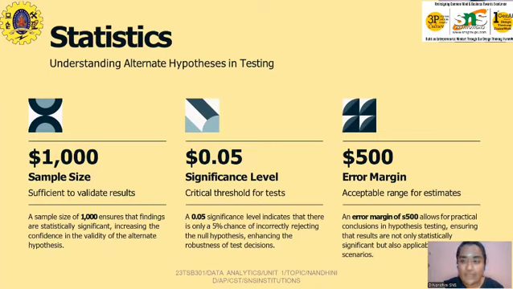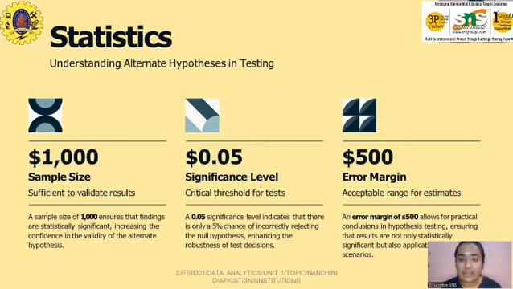So what is a sample size? Sufficient to validate the results. If we have a sample size fixed, suppose n is equal to 10, we can easily get the result as soon as possible. A sample size of 1000 ensures that finding our statistical value is very easy.